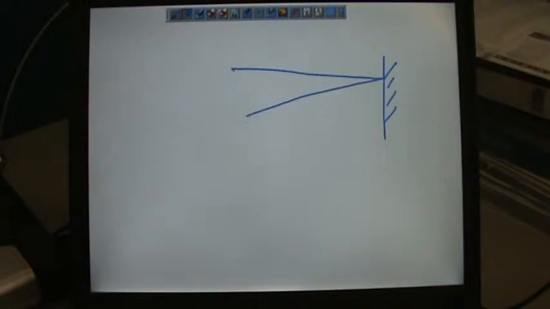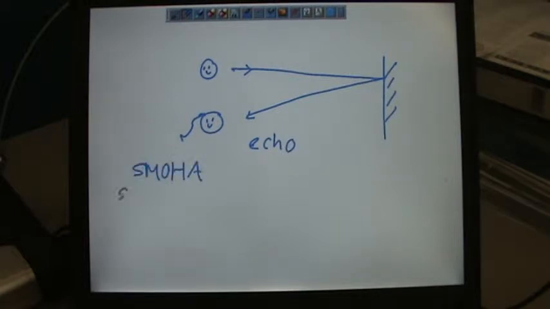So then we also have this thing called echo. Okay, sound can be reflected. Let's say I say something here and then I hear something here. Okay, so because of this there's echo. Echo, you just remember small h. What is small h? Small h stands for smooth and hard surface, and this is a good echo producer. Okay, it makes good echo.